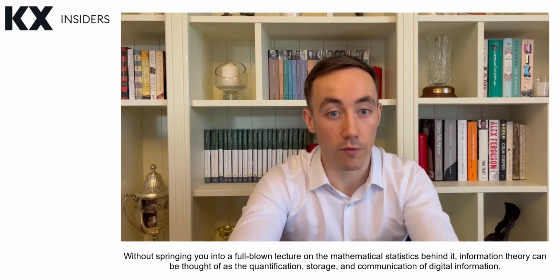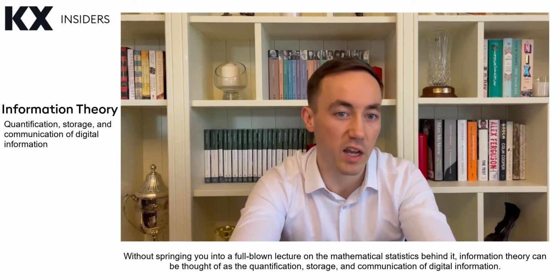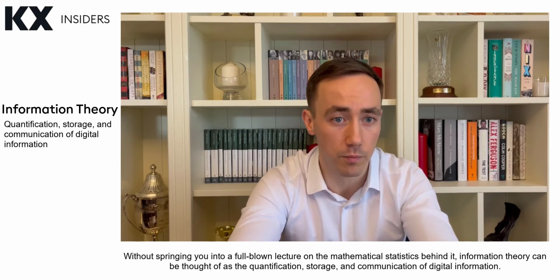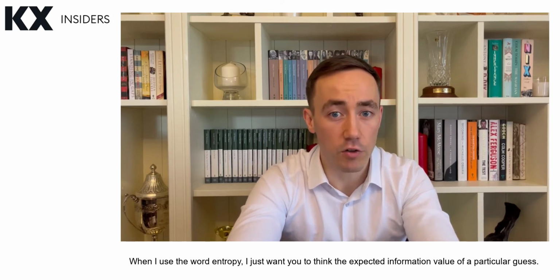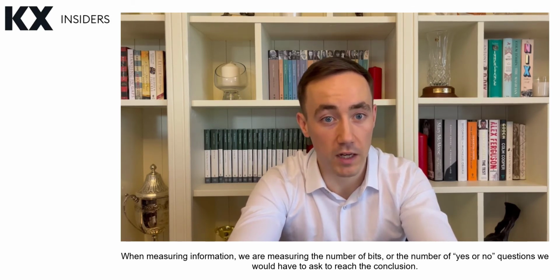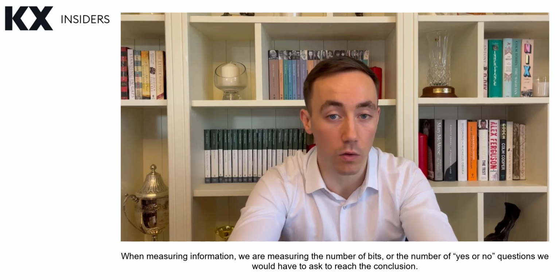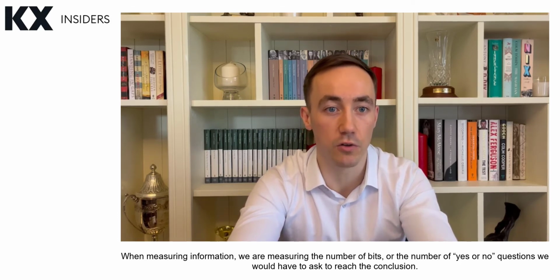Without springing you into a full-blown lecture on the mathematical statistics behind it, information theory can be thought of as the quantification, storage, and communication of digital information. In this context, we can think of information as simply being processed, organized, and structured data that we've come to learn. When I use the word entropy, I just want you to think of the expected information value of a particular guess. When measuring information, we are measuring the number of bits, or the number of yes or no questions we would have to ask to reach the conclusion.